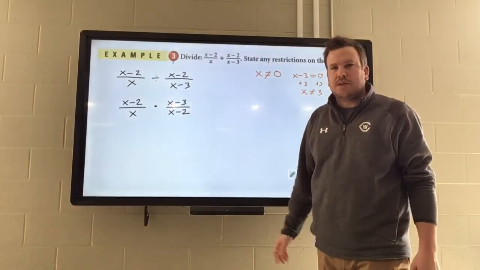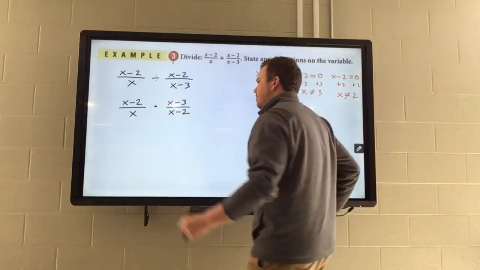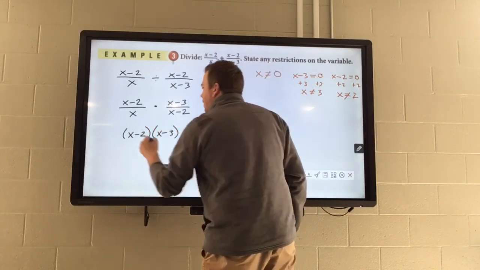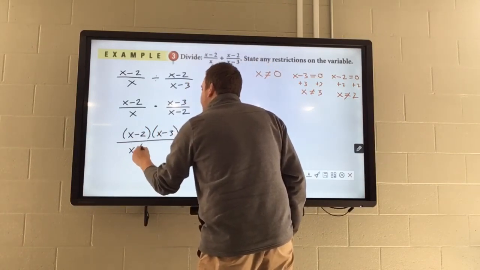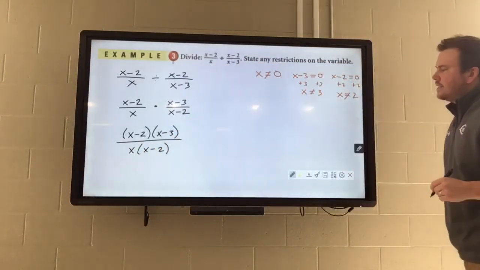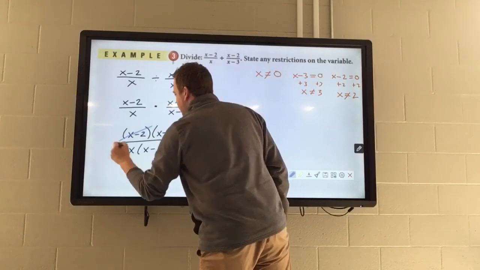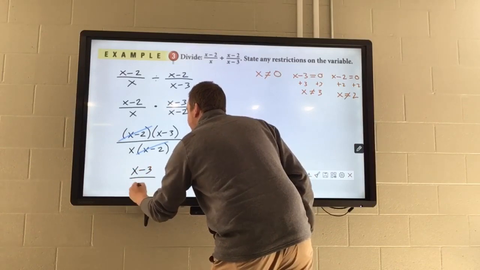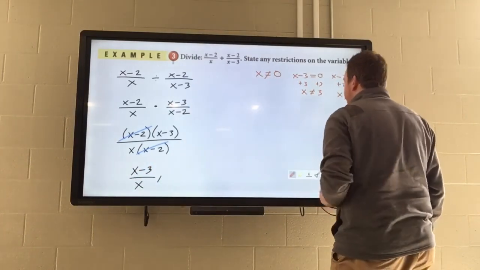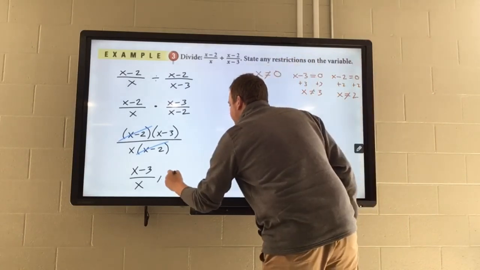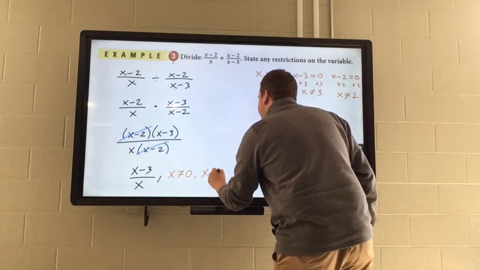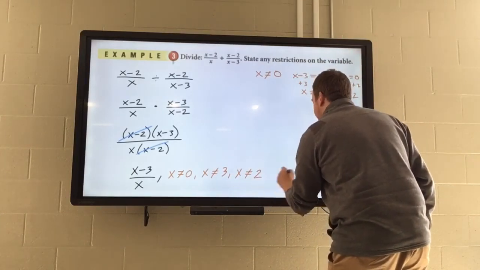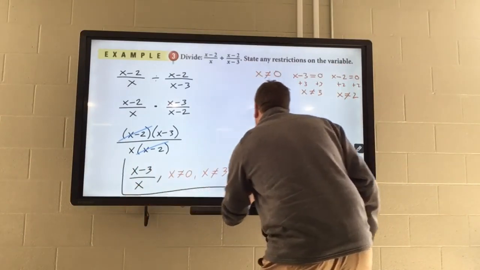And now we just follow the rules for multiplication. When we multiply straight across, this leaves me with x minus 2 times x minus 3 in the numerator, and in the denominator, x times x minus 2. I see something that can cancel. The x minus 2's can cancel, leaving me with x minus 3 over x. And don't forget to list out those restrictions. x can't equal 0. x can't equal 3. And x cannot equal 2. So this would all be our final answer.